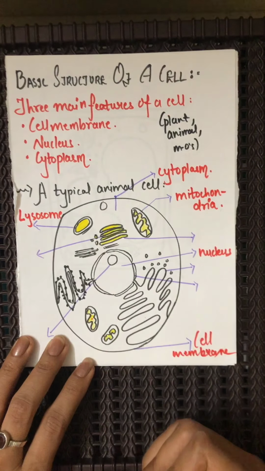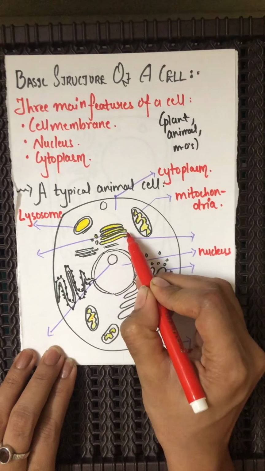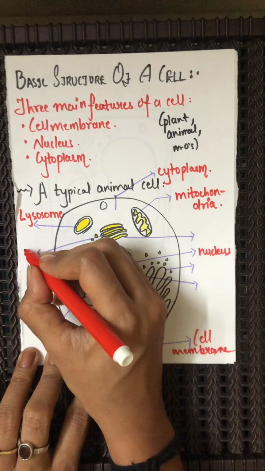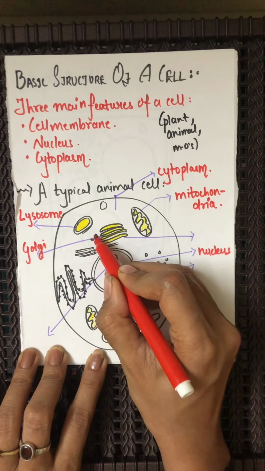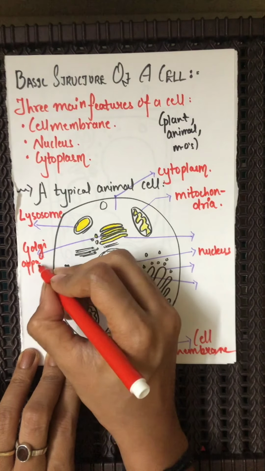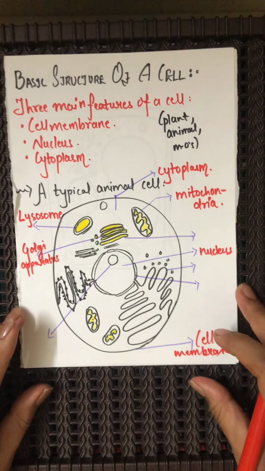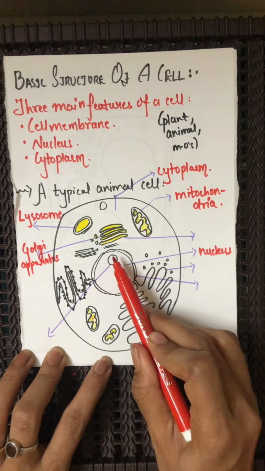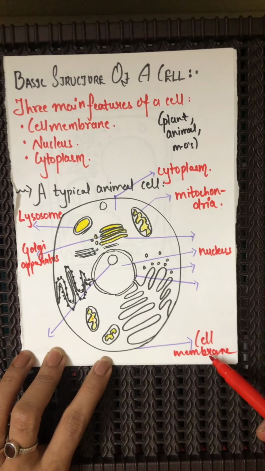Over here you can see some convoluted structures, some coiled structures. Those are nothing but the Golgi body, which together with the vesicles that you can see over here is termed the Golgi apparatus, also quoted as Golgi apparatus. Over here, the nucleus has a boundary. The boundary of the cell is termed the cell membrane.